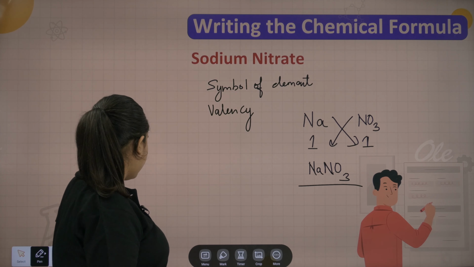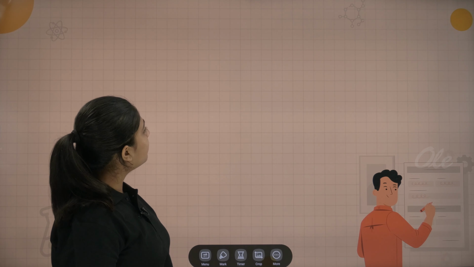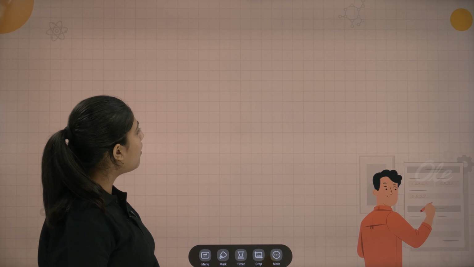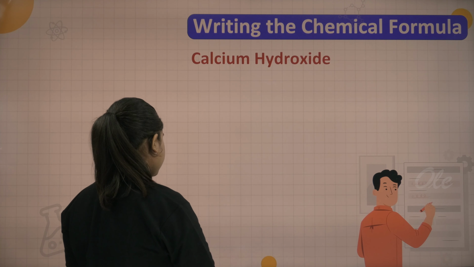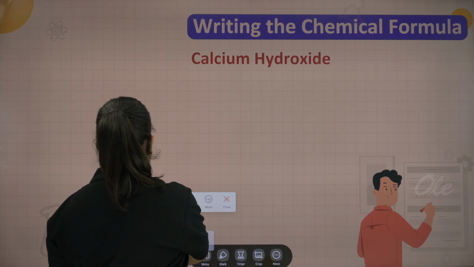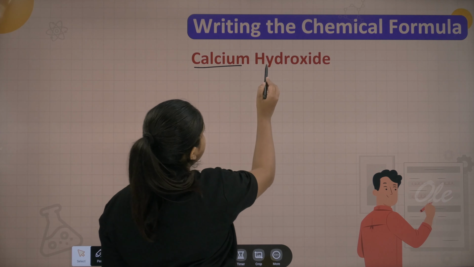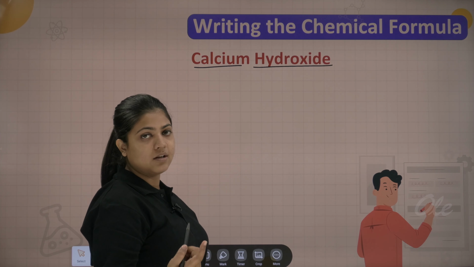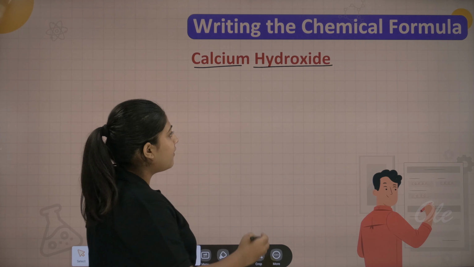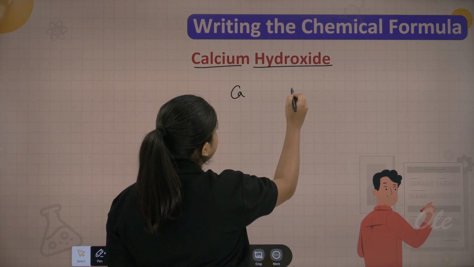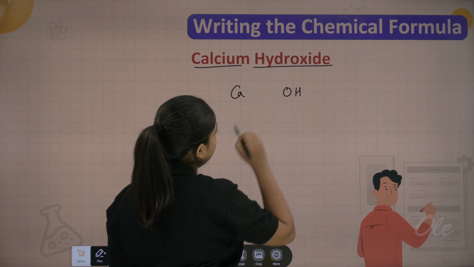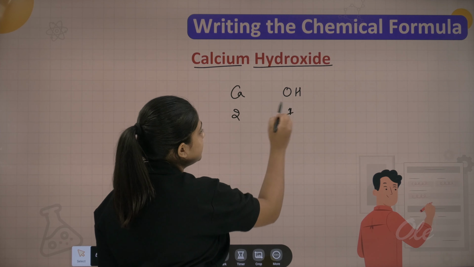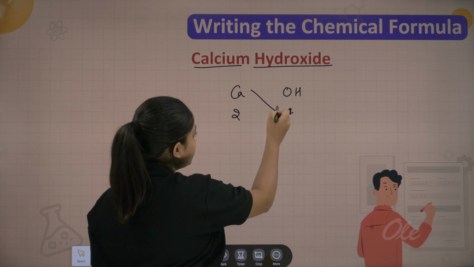Let us do one more example. If I talk about another thing, that is calcium hydroxide. So, there is one calcium and there is another, hydroxide. So, you need to remember the symbol or the formula for it. So, it will be calcium, it will be hydroxide. For calcium, the valency is 2. For hydroxide, the valency is 1. You will cross multiply it.